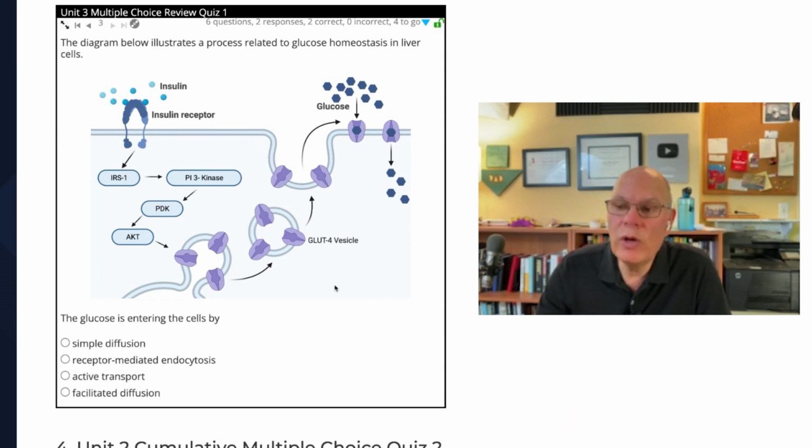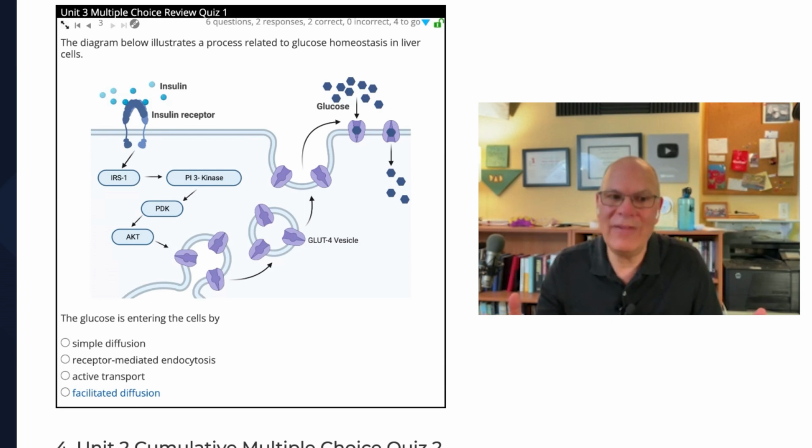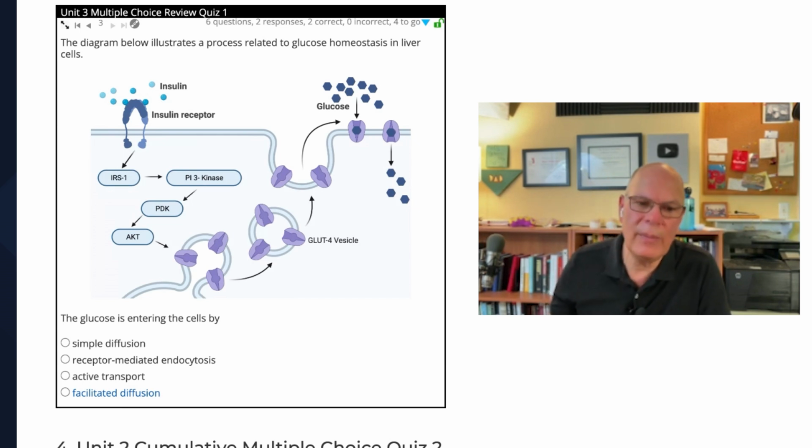So the question is, glucose is entering the cells by, first choice, let's call that A, simple diffusion. Second choice, receptor-mediated endocytosis. Third choice, active transport. Fourth choice, facilitated diffusion. Do we have an answer? What do we got? A, B, C, or D? Simple diffusion for A, receptor-mediated endocytosis for B, active transport for C, or facilitated diffusion for D. Let's see a letter in the comment thread. I can't wait to see that letter. Let's see it come in. Don't be afraid. You'll just do your best. You got this. Let's see it. Any choices? A, B, C, or D?